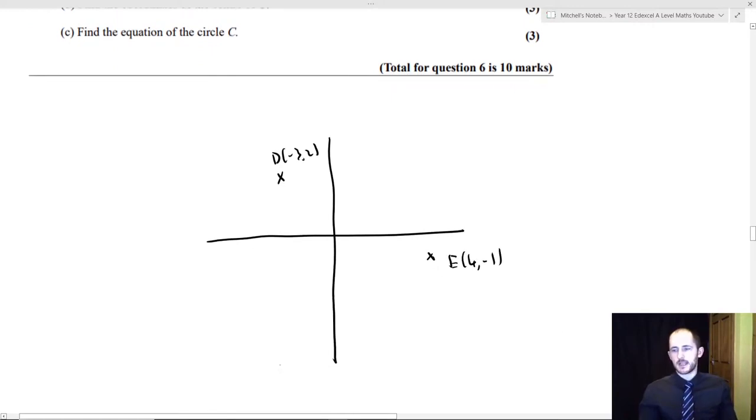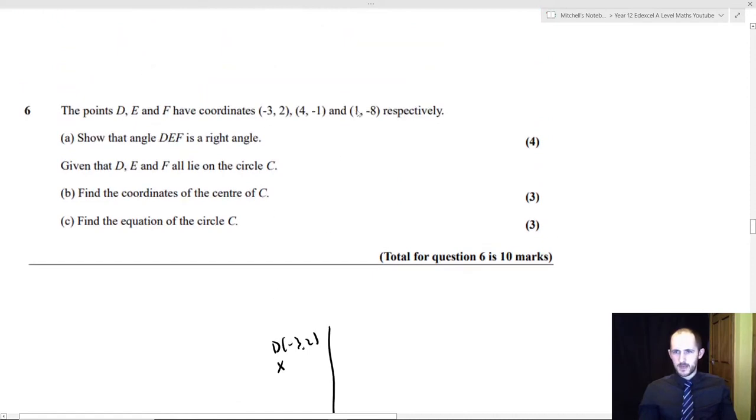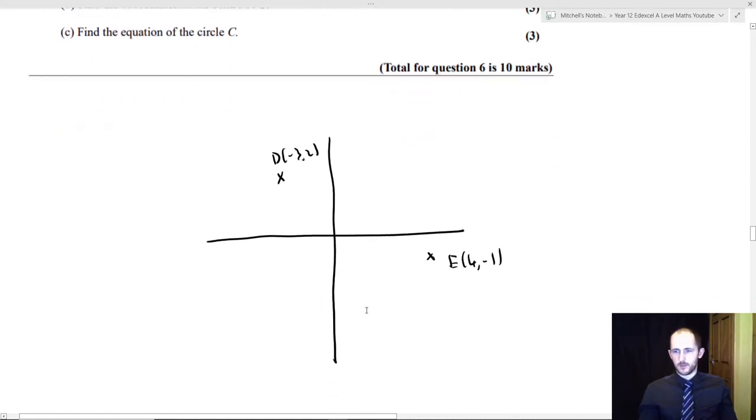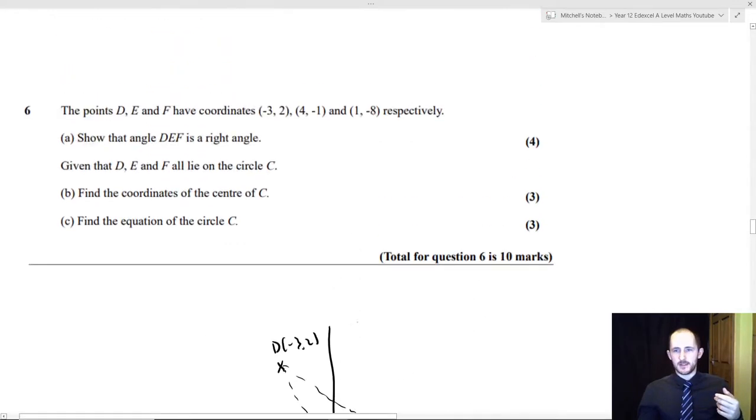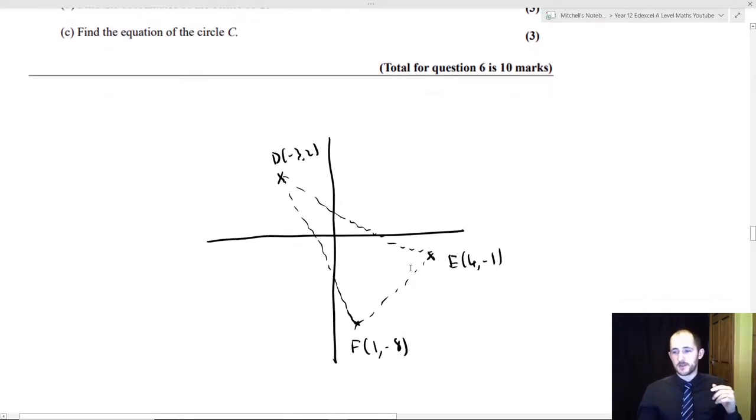Again, it doesn't have to be super accurate, really. And F is 1, minus 8, so that'll be here and then all the way down here. And if I were to join this up, I do it with dotted lines at the moment. I actually drew that pretty well, all things considered. It says show that it's a right angle triangle, so we don't know yet.